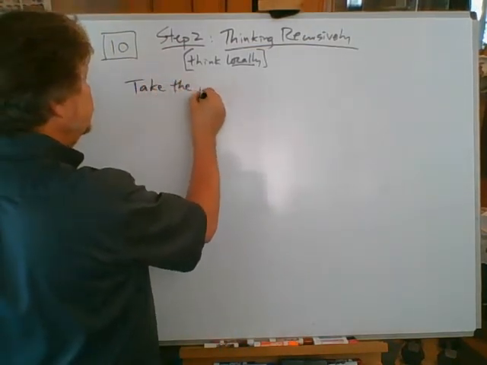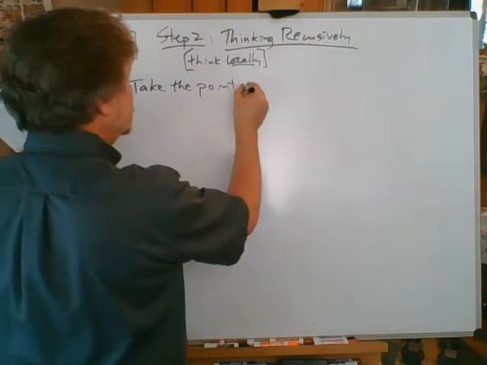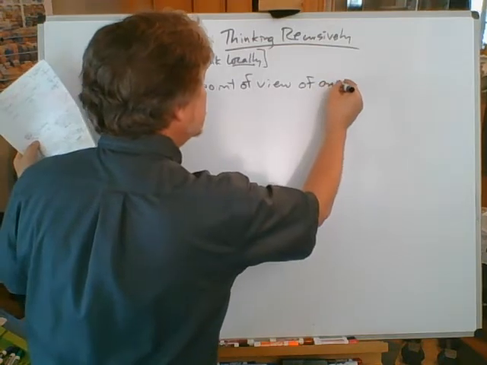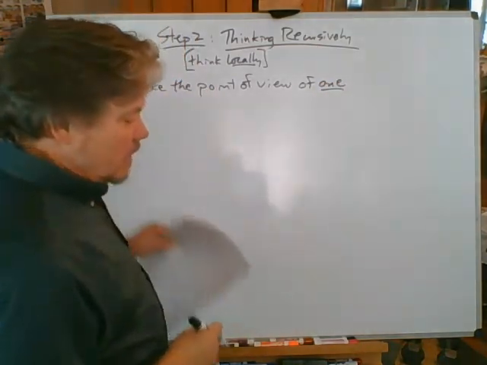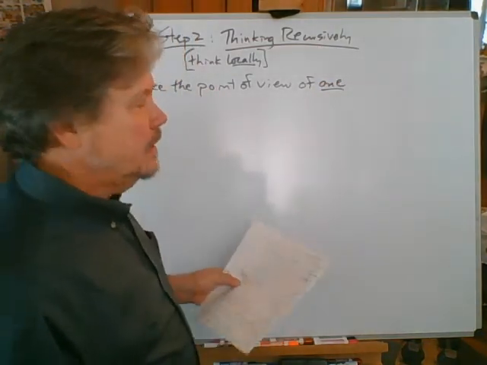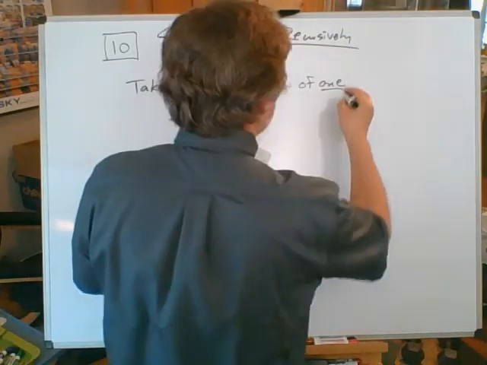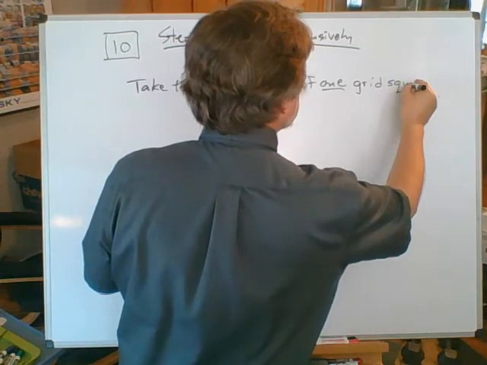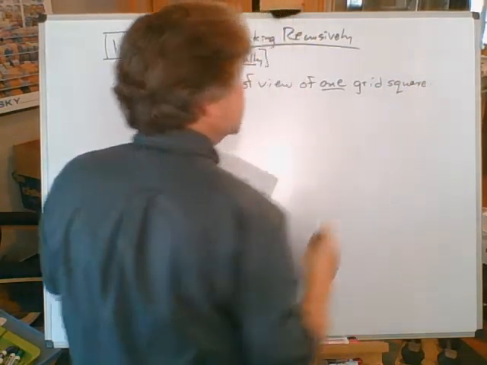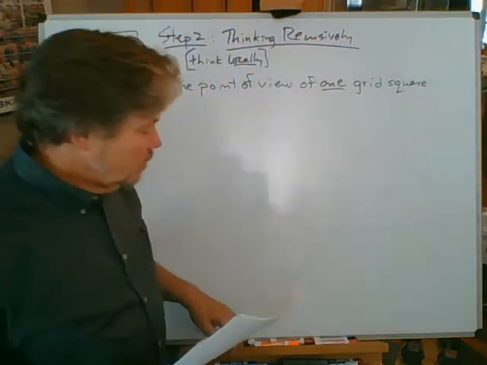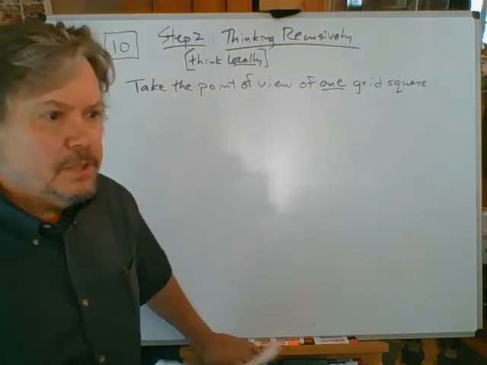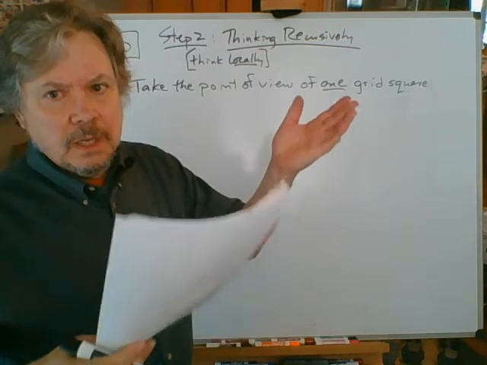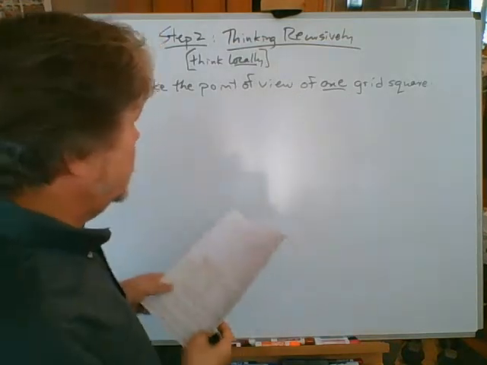Take the point of view of one grid square. I'm not going to call it a plot or pocket because I don't know which one it is yet. Take the point of view of one grid square. And yes, we might as well start leaking in bits of implementation details. This is going to be a 2-dimensional array of integers or unsigned, 0, 1. There will not be a negative.